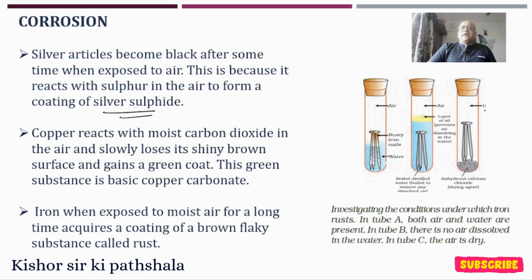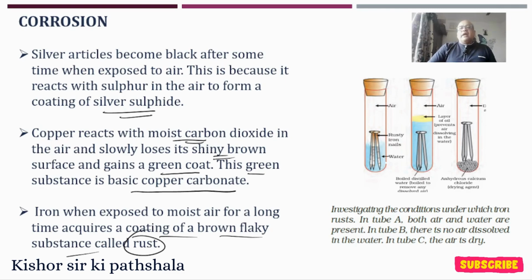Copper, if you see, reacts with moist carbon dioxide from the air. And slowly it loses its shine, and it gains a green coat on it. Now this green substance is nothing but copper carbonate. That's the reason for the greenish layer we see on copper after some time. Now when iron is exposed to moist air for a long time, it acquires a brownish flaky substance called rust.